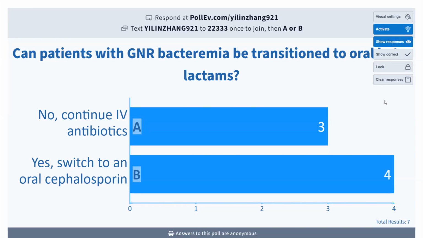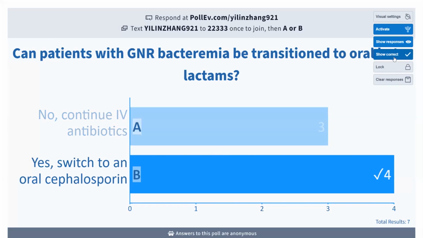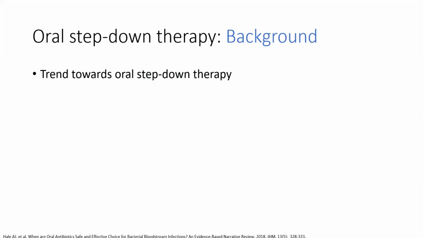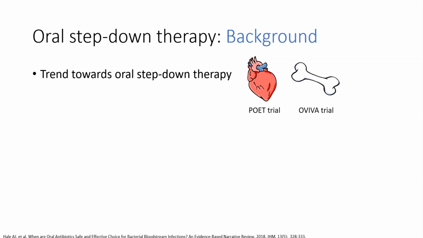And so it looks like we're pretty split between continuing IV antibiotics and oral cephalosporins. Here I want to convince you guys that it would be reasonable to switch to an oral beta-lactam. So over the past few years, there's been a trend towards using oral step-down therapy. In 2018, the POET trial came out looking at oral step-down therapy in endocarditis. The OVIVA trial came out at the same time, looking at bone and joint infections. And then in 2019, another trial by Tama et al. looked at GNR bacteremia.